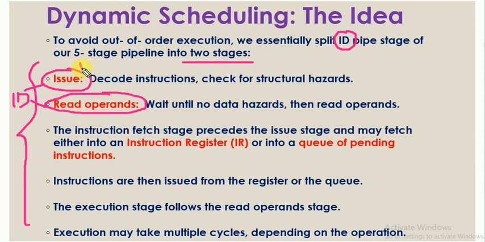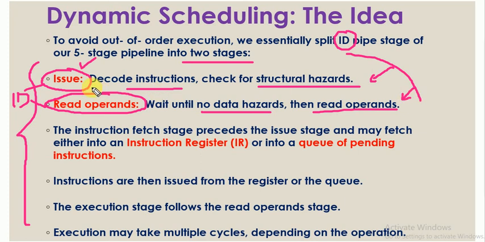Now, what is happening in the issue stage? In the first phase, it decodes instructions as well as checks for structural hazards. Then after that, it reads the operands. If the instructions are okay and there are no data hazards, it will start reading operands. So instruction decode is divided into two different stages, instruction issue and read operands.